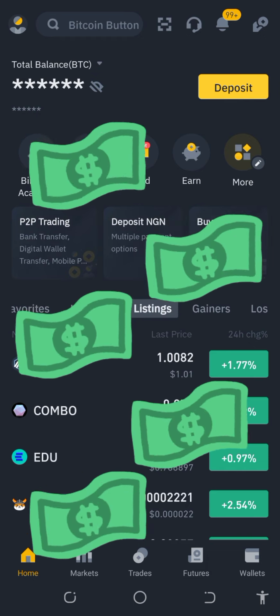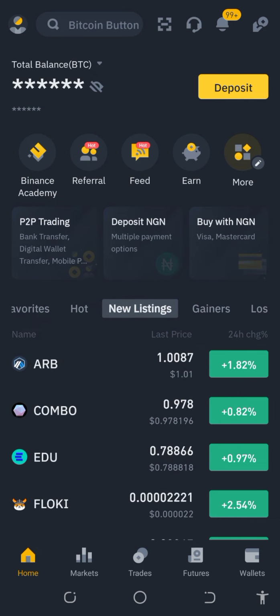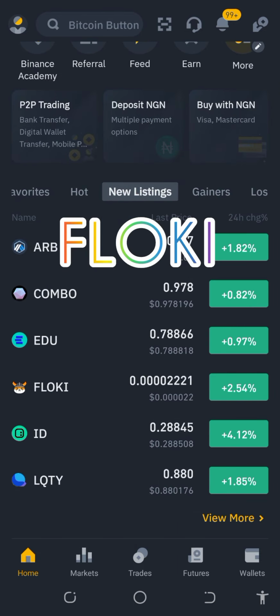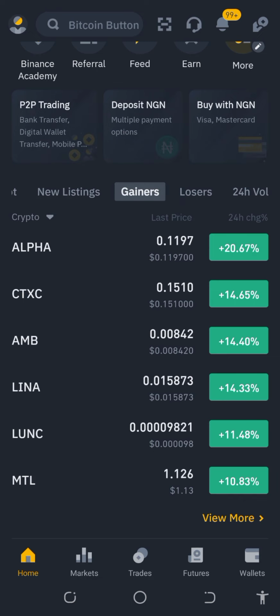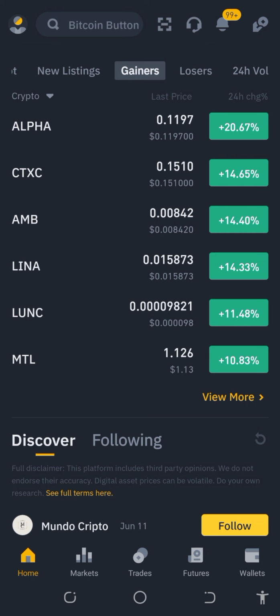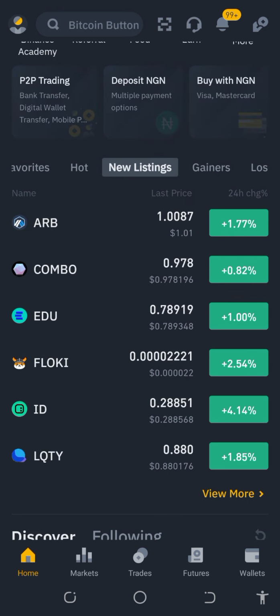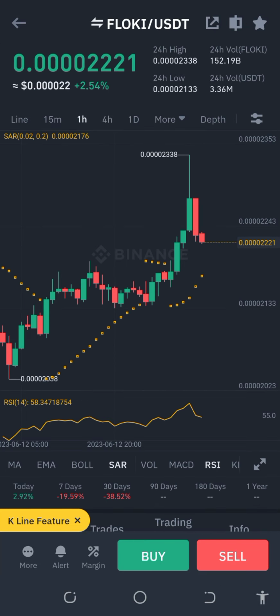Yeah, so I said we're going to be looking at FLOKI today. It's currently in the new listings, and I know it should also be in the gainers. Let me see if it's in the gainers. Oh, I can see it's somewhere there, but it's on new listings. So let me click on it, and let's study the chart.